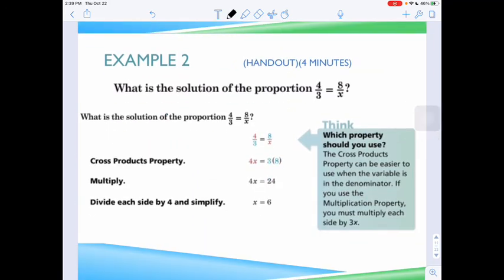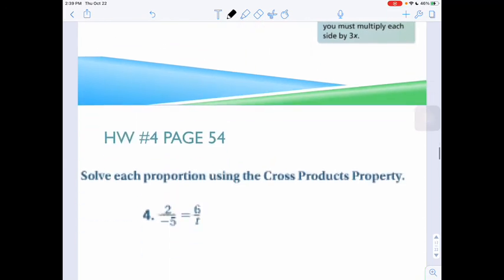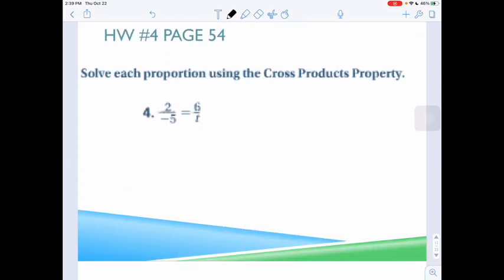This next slide has all the work written out with the explanation. And now I would like you to solve the proportion using the cross products property: 2 over negative 5 equals 6 over r.